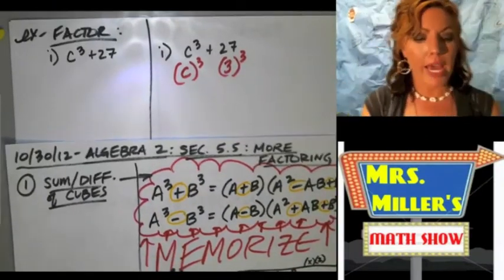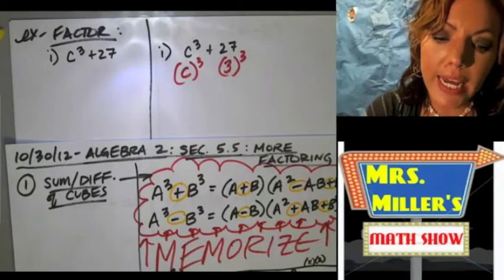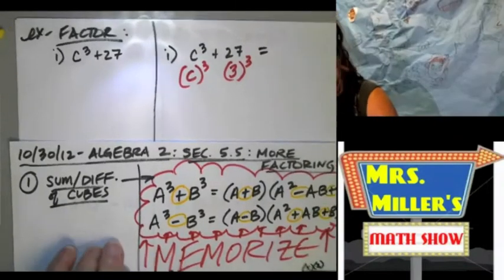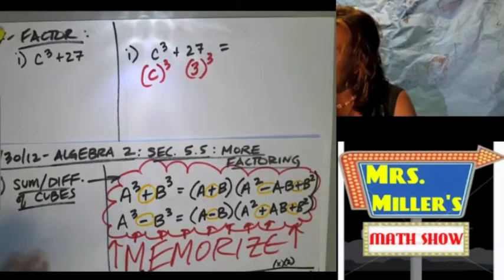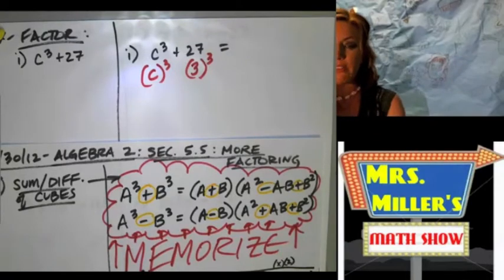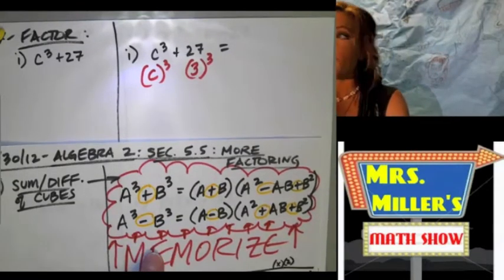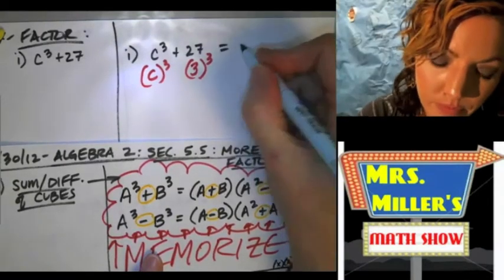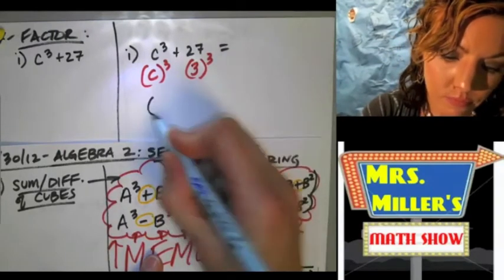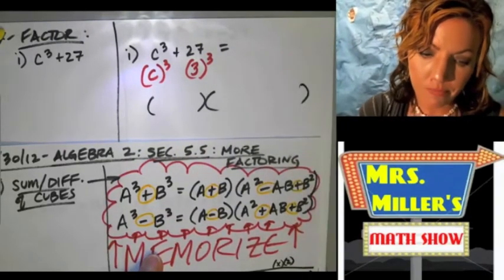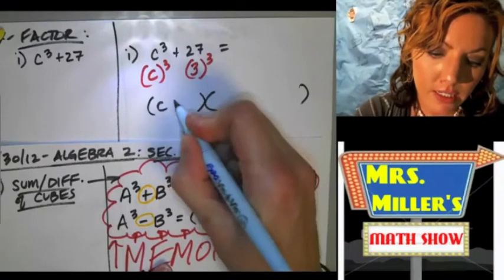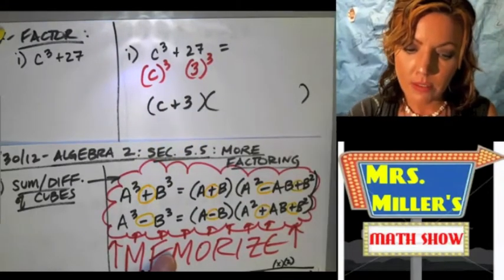Okay, cool. Okay, so if I have my formulas here to reference, who can tell me what c cubed plus 27 factors to? Shuggy. Excellent.